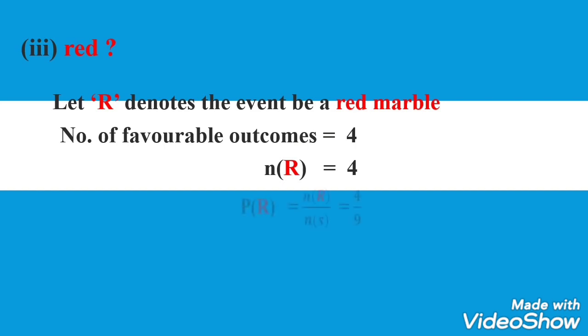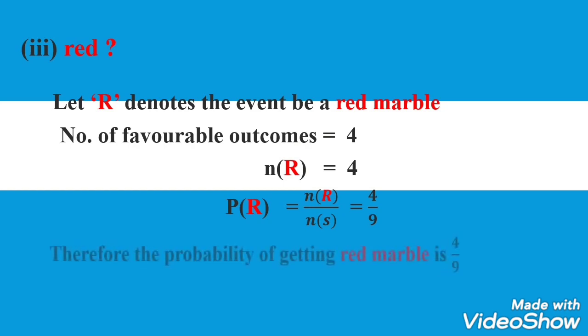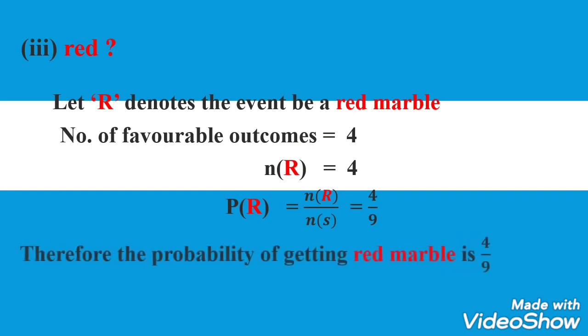So 4 by 9. 4 and 9 are composite numbers, but we can't simplify with the same tables. So 4 by 9, we can't simplify it more. So the probability of getting a red marble is 4 by 9.